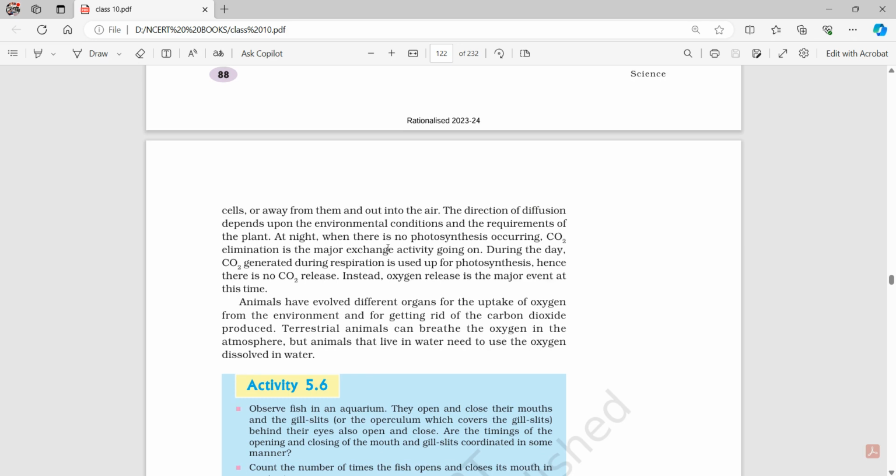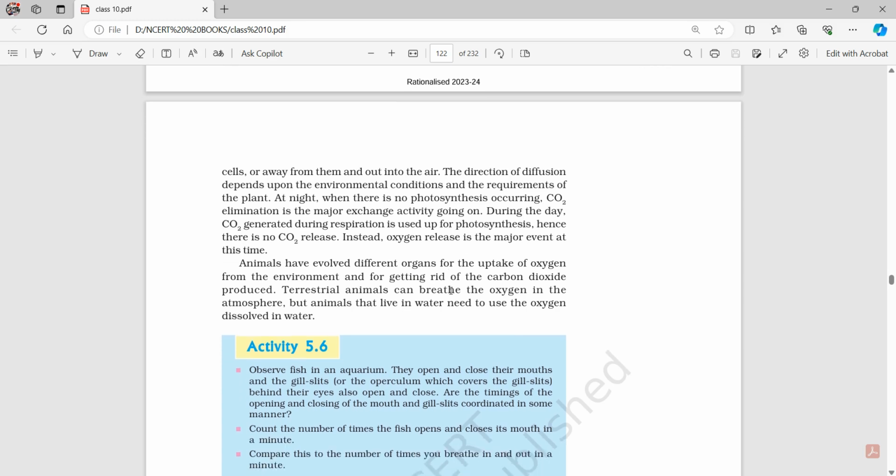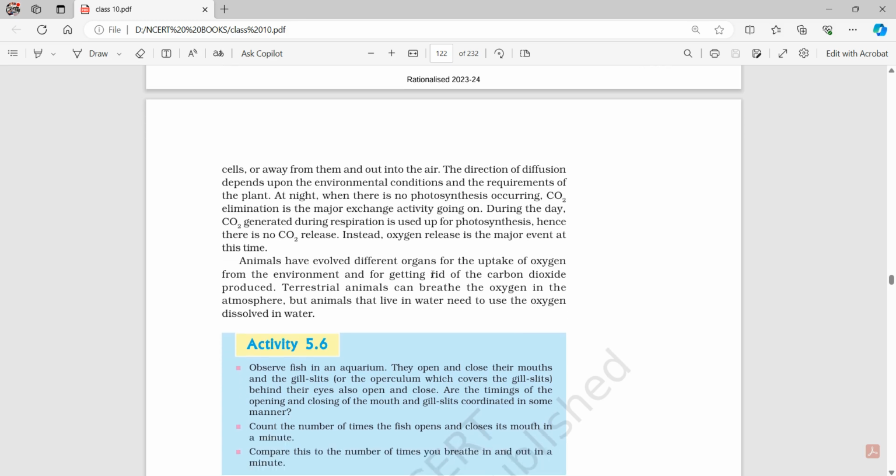At night, when there is no photosynthesis occurring, CO2 elimination is the major exchange activity going on. During the day, CO2 generated during respiration is used up for photosynthesis. Hence, there is no CO2 release. Instead, oxygen release is the major event in this time. Animals have evolved different organs for the uptake of oxygen from the environment and for getting rid of the carbon dioxide produced.